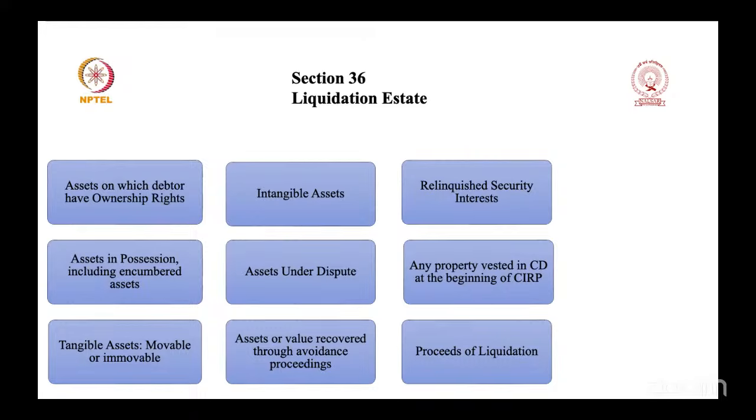Now, what is the significance of this liquidation estate? This is the money on which the shareholders or the creditors will have rights, where the liquidation estate shall be distributed amongst these creditors. After the creditors have been given their full rights, then comes shareholders' interest. Therefore, this liquidation estate is the primary bone of contention for everybody concerned.